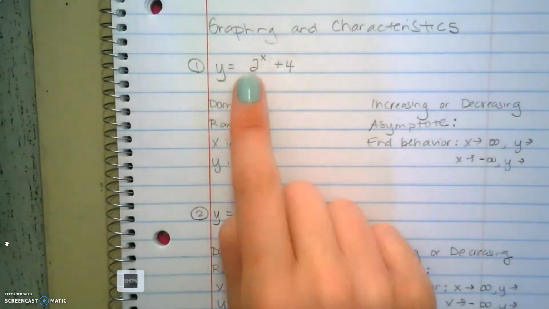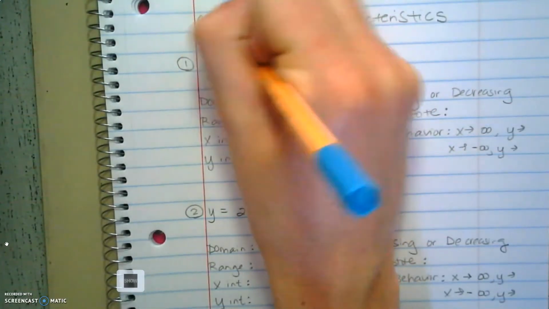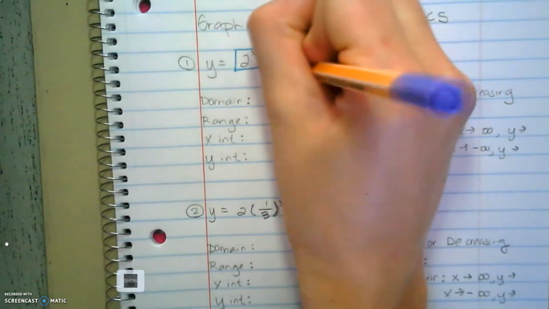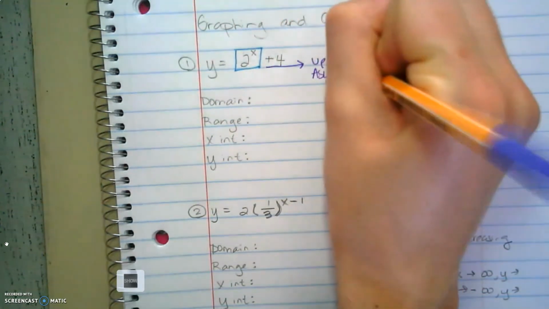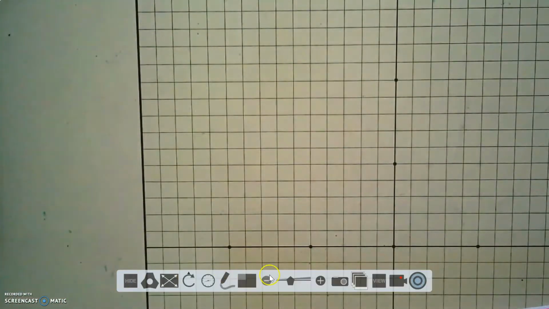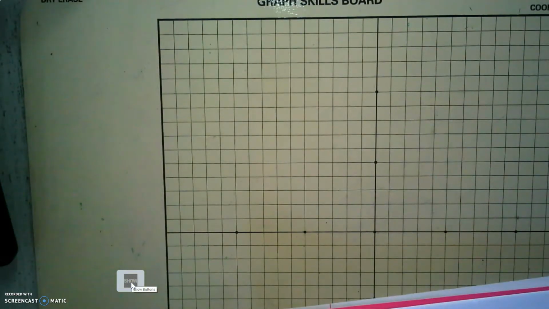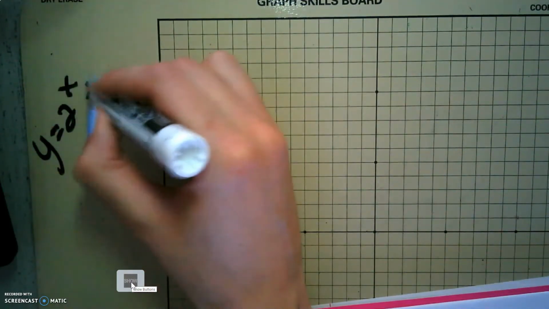I'm aware that I have a parent function of 2 to the x, so I know that's where I'm starting from. The rest of my process here, I know this transformation is up 4, and it's my asymptote. So I'm going to go to my graph here and put these things down. So I'm going to write my equation. So we're graphing y equals 2 to the x plus 4.